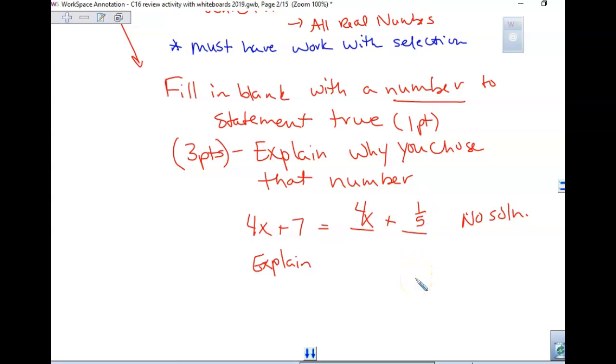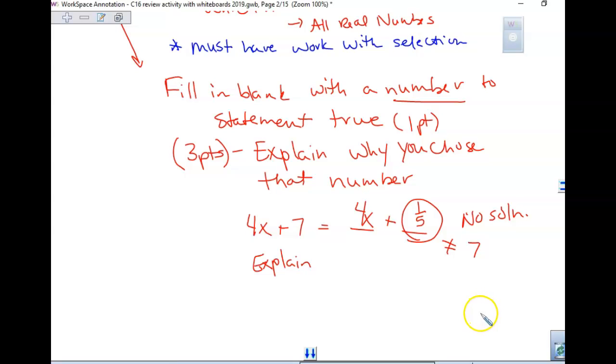Could someone else have had something different? Someone could have had 7. Did someone have 7? No. 7's the only one you can't choose, right? Because 7 would make it true. Can you pick any other number besides 7? Yes. You could pick -7. You could pick 2. You could pick 20. So everyone could pick anything, but this number cannot be equal to 7. And your explanation would be, if it is 7, then it's a true statement and it's all real numbers, right? So when you look at that, that's kind of what that part of the test is going to look like.